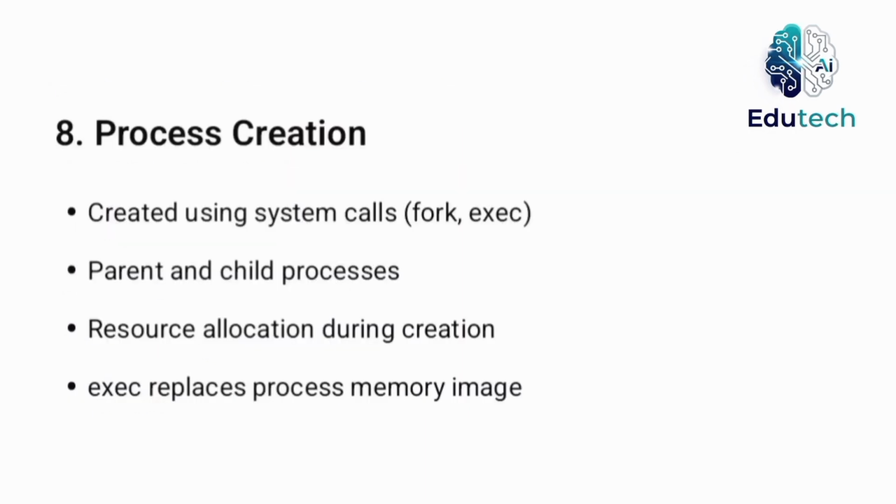Process creation. Processes are created using system calls such as fork(), exec(), and wait() in Unix and Linux systems. The fork() system call creates a new child process by duplicating the parent process. The exec() call replaces the process's memory space with a new program. Process creation involves allocating resources, assigning a PID, and initializing the PCB.